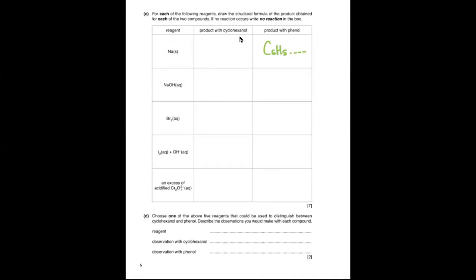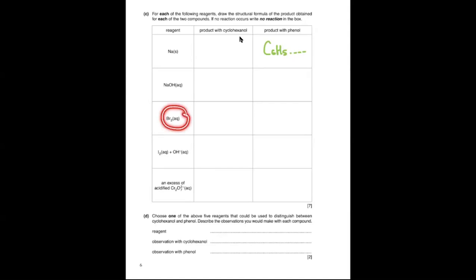Okay, so that's especially important for bromine, because as you know, bromine can react with alkanes, bromine can react with alkenes, and bromine can react with benzene and phenol. Okay, but under different conditions. With alkanes, you need UV light. With alkenes, you don't need anything. With benzene, you need a halogen carrier, which is aluminum bromide. With phenol, you don't need anything. Okay, so in this case, there is no special condition.